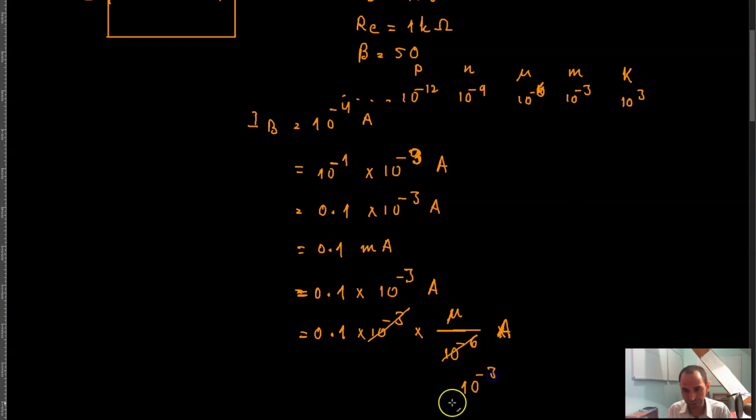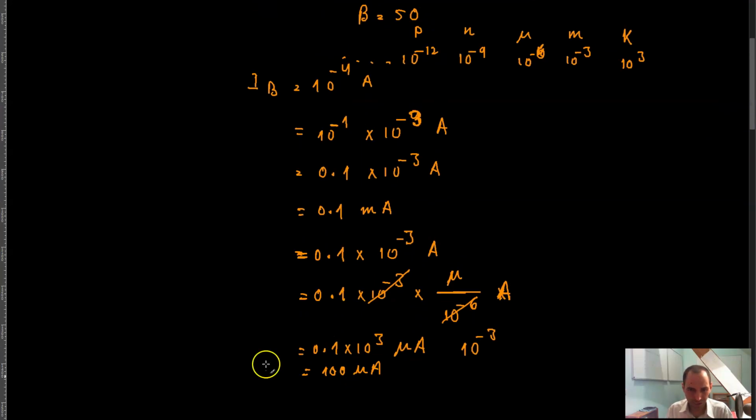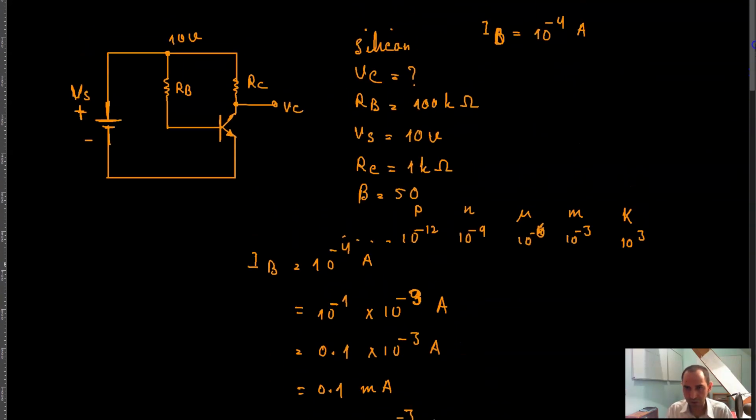So this is the same thing as 0.1 into 10 raised to the power 3 microamps, which is the same thing as 100 microamps, right? 0.1 into 10 raised to the power negative 3 into 10 raised to the power 3. I'm sorry, is it 100? That's 0.1 times 1,000, which is 100 microamps. So an electronics technician or engineer would call this current 100 microamps.